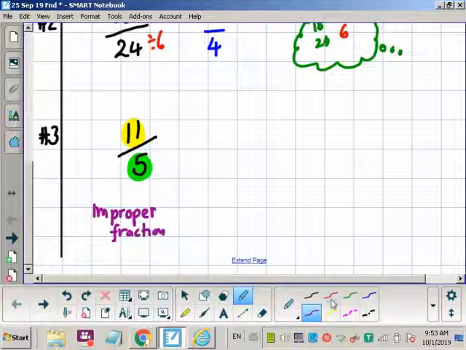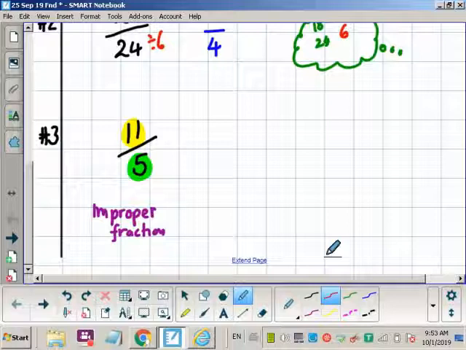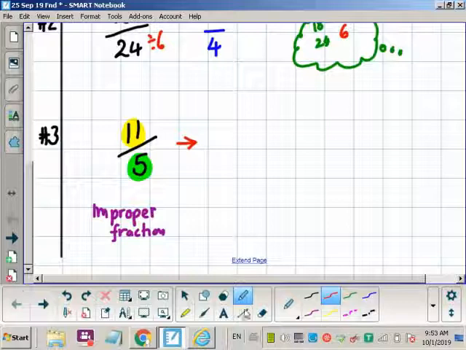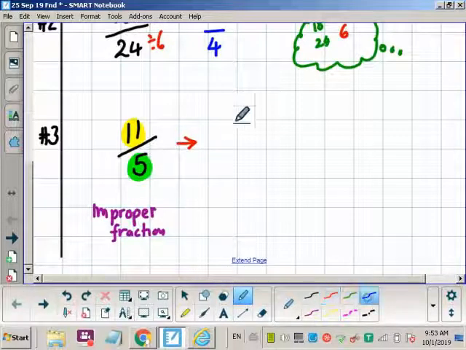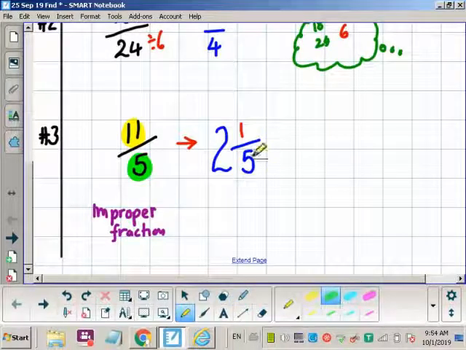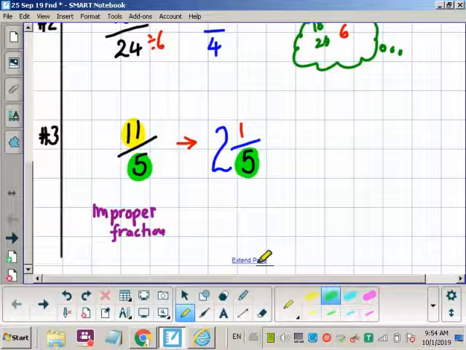And what we do, at the end of any of our work, unless we're specifically told otherwise, is change these to mixed numbers. Watch what I do. 5 goes into 11 2 times. But it doesn't go exactly. There's 1 left over. So 11 over 5 is 2 and 1 over 5. Notice that your denominators remain the same. So I'll go through that again.